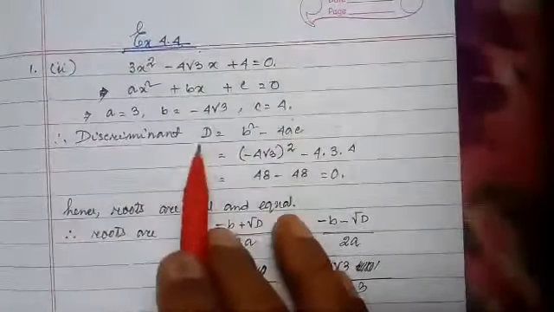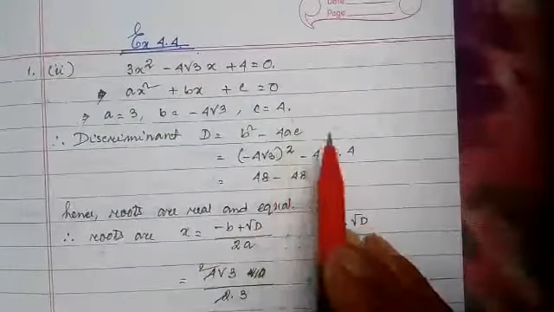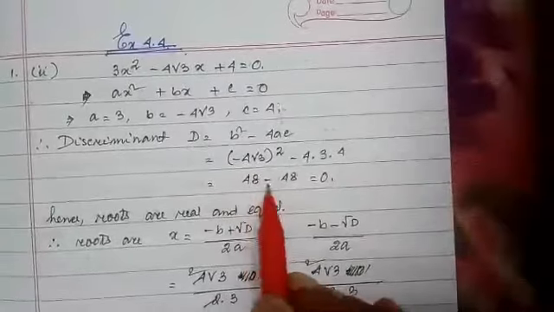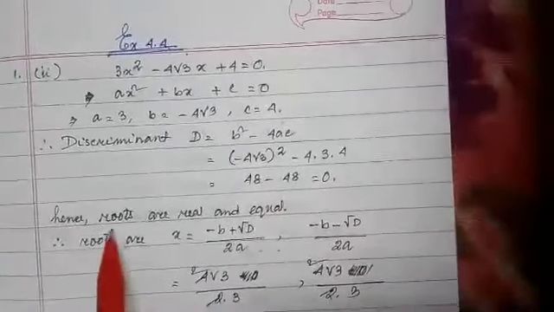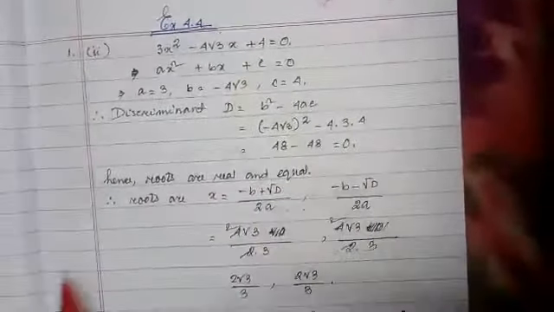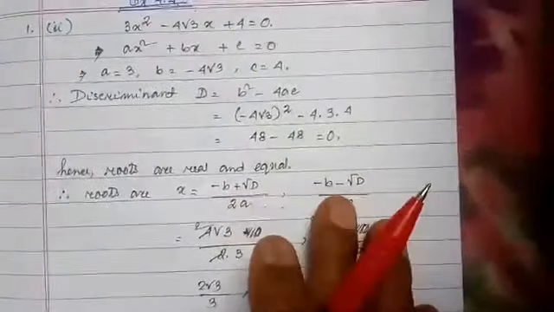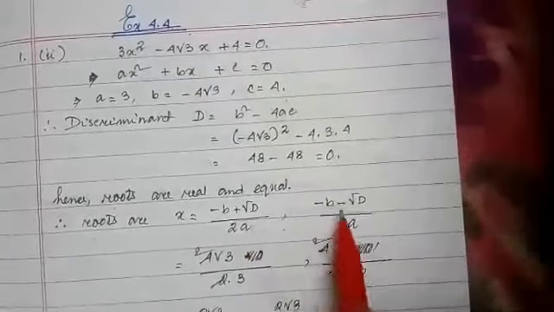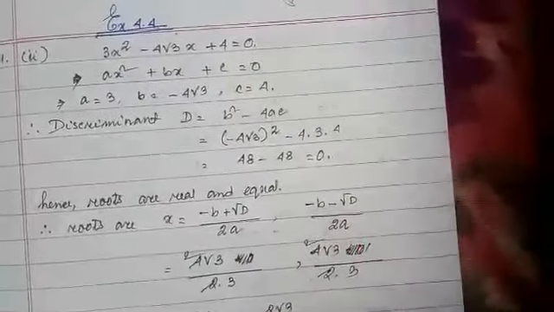Therefore, discriminant D is equal to b square minus 4ac. Let us put down the values of a, b and c. We will get 48 minus 48 is equal to 0. Hence, the roots are real and equal. Now, what are the roots? We will apply here the quadratic formula, that is, minus b plus root D by 2a and minus b minus root D by 2a. These are the two roots.